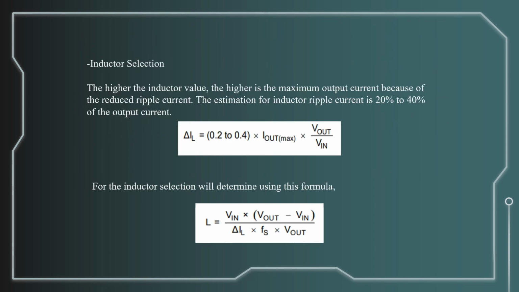For inductor selection, the higher the inductor value, the higher is the maximum output current because of the reduced ripple current. The estimate for inductor ripple current is 20% to 40% of the output current. So the formula is IL equal to 0.2 to 0.4 times I out max times V out over V in. For the inductor selection, we determine using the formula L equal to V in times V out minus V in over IL times Fs times V out.